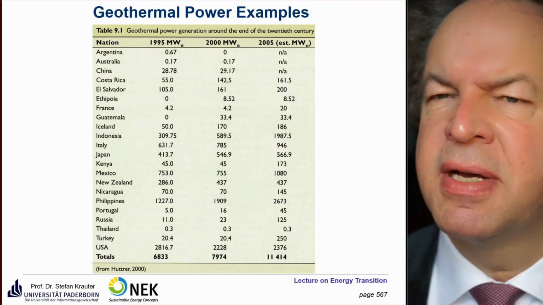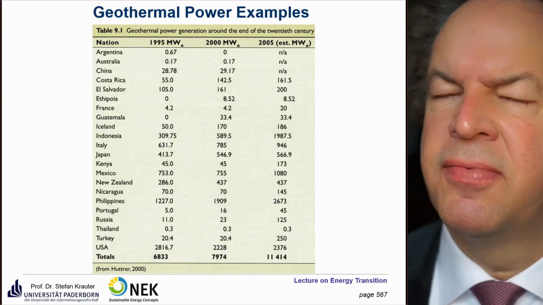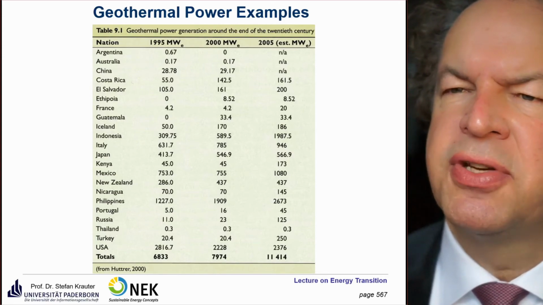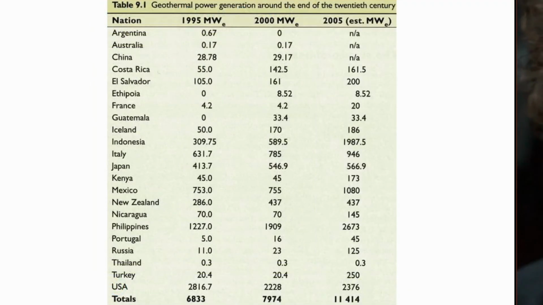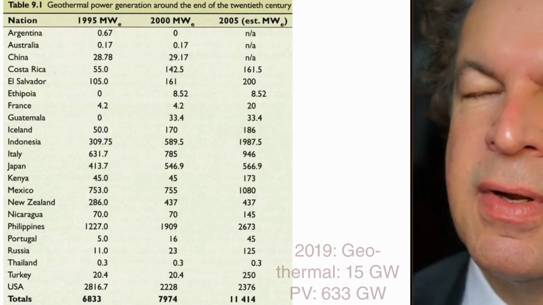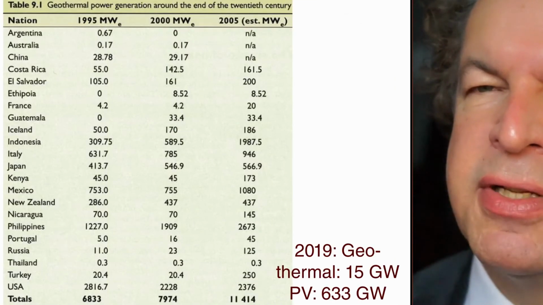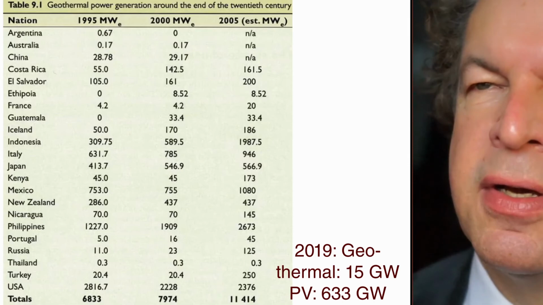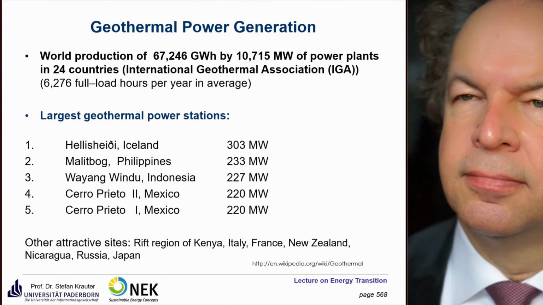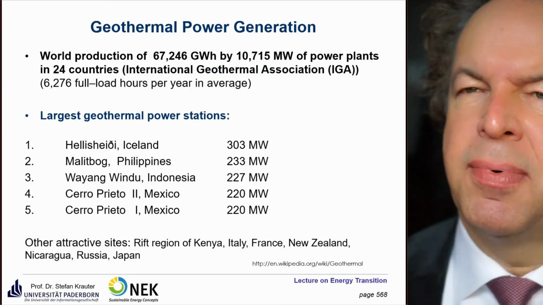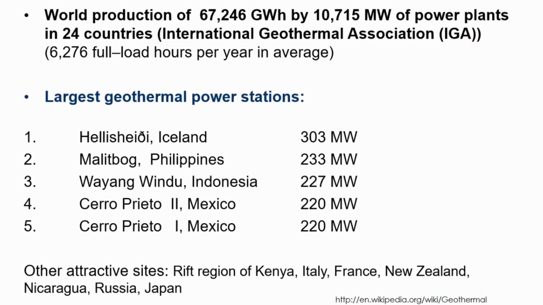So we see here some examples of some countries which offer a geothermal resource. In general, if you see the total numbers, this is not very much compared to other renewable energy resources because the resources are quite limited to some specific regions. So the world production is about 67 terawatt hours. Full load hours are really good, so on average 6,276 full load hours.